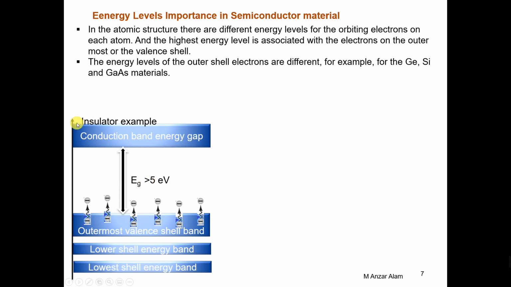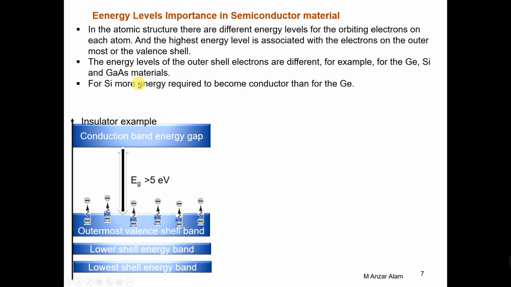Because there are no electrons in this band, none of the valence electrons can jump such a high energy level. So this is an insulator. This is a perfect insulator. Okay, this is the example, and now we understand the energy levels, for germanium, silicon, and gallium arsenide.